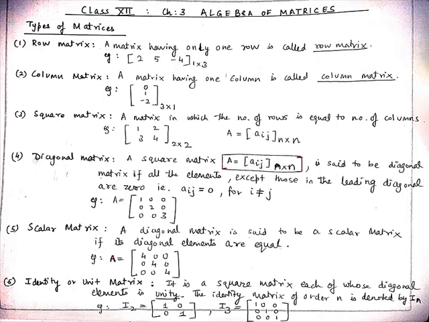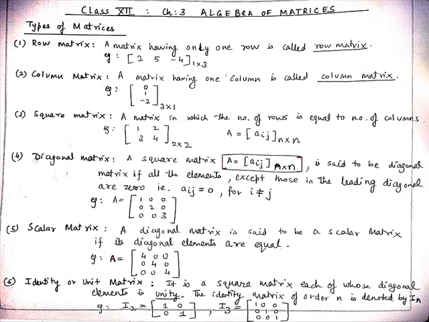Now the second type is column matrix. A matrix having one column is called column matrix. As our example says, 0, 1, minus 2. Here the order of the matrix is 3 cross 1. Now the third type is square matrix, in which the number of rows is equal to the number of columns. Then a matrix is called square matrix. For example, suppose a matrix 1, 2, 3 and 4. Here the order of the matrix is 2 cross 2.